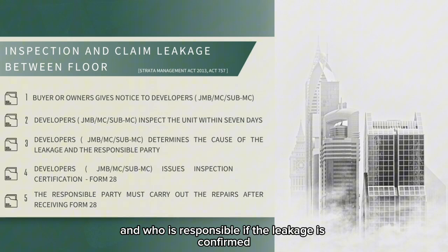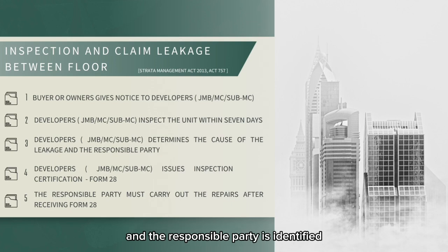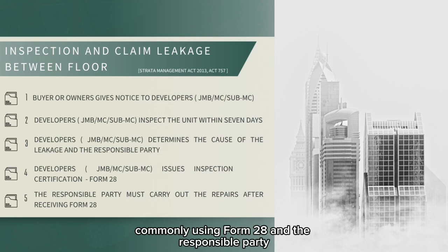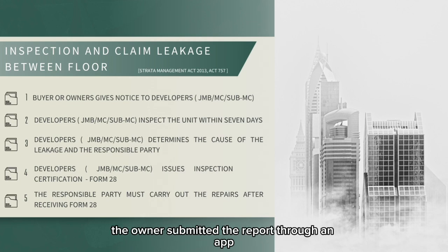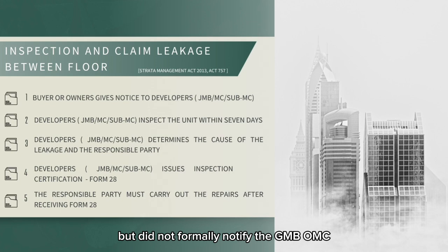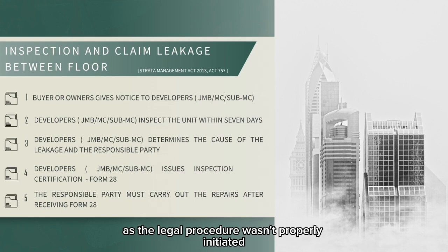If the leakage is confirmed and the responsible party is identified, a certification is issued, commonly using Form 28, and the responsible party must carry out the necessary repair. However, in our case study, we observed a gap in the process. The owner submitted the report through an X post, but did not formally notify the JMB or MC as required by law. This often leads to delay or inaction as the legal procedure wasn't properly initiated.